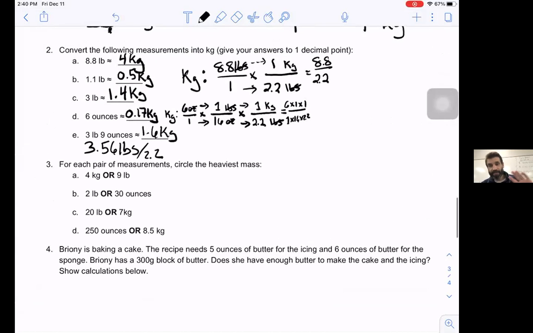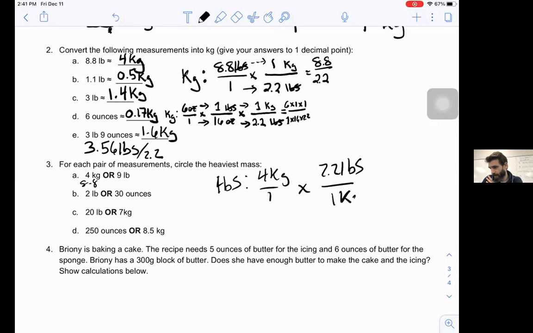So now we have to be able to go back and forth and see which is heavier. Is 4.4 kilograms or 9 pounds heavier? Well, 1 kilogram is 2.2, so that gets me 8.8 pounds there. So if I was looking for pounds and I was given 4 kilograms over 1 times 2.2 pounds per 1 kilogram, this is 8.8 pounds. So it's really close, but 9 pounds is more.